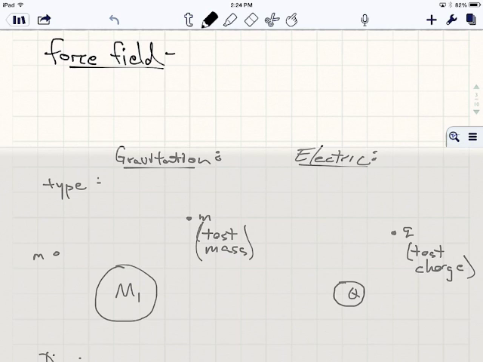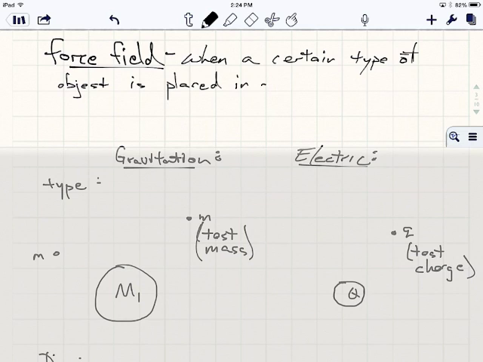To define a force field, we're going to just have a working definition, and that is that when a certain type of object is placed in a field, it will experience a force. That is, when the object is placed in the field, it's going to accelerate somewhere.